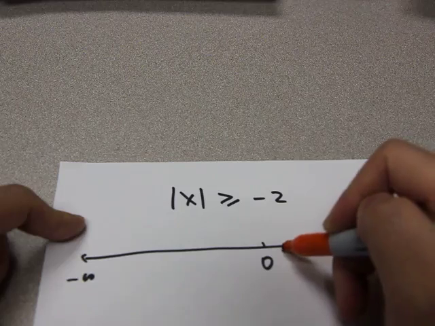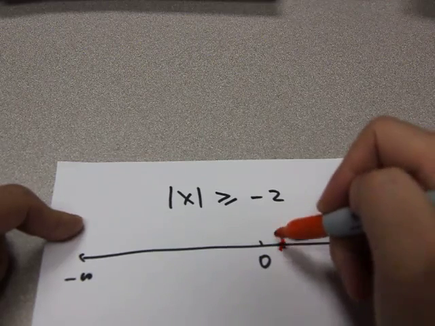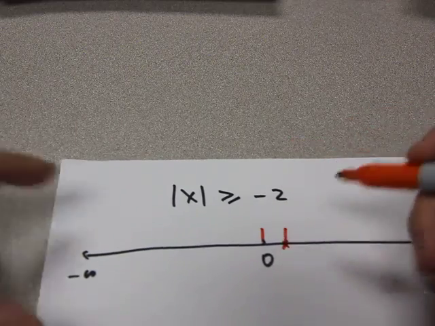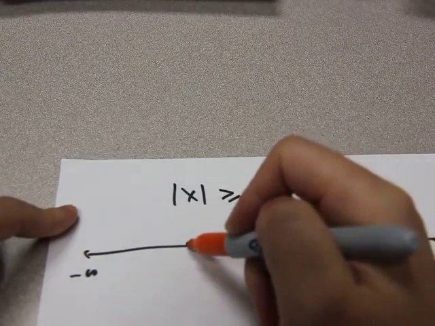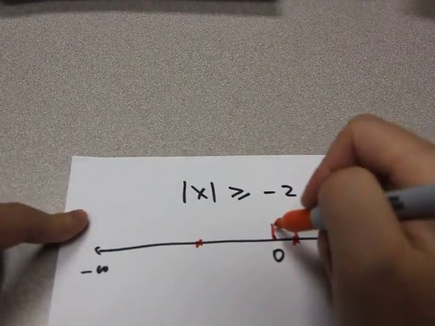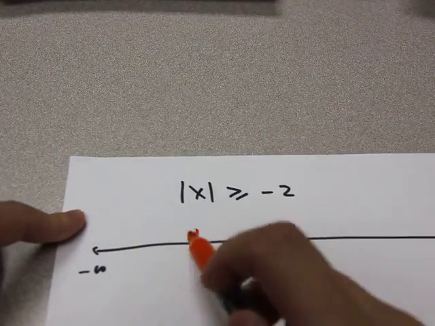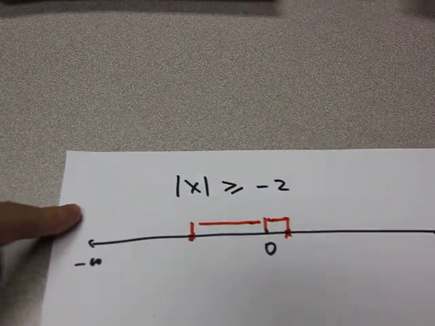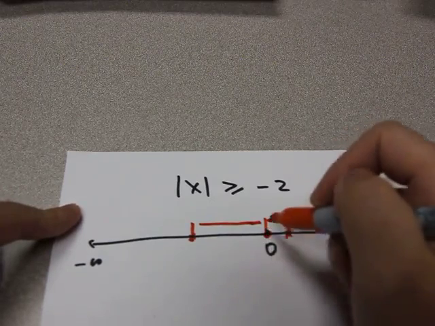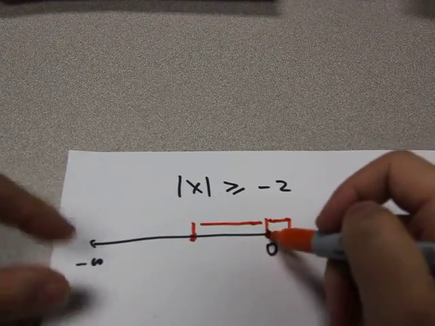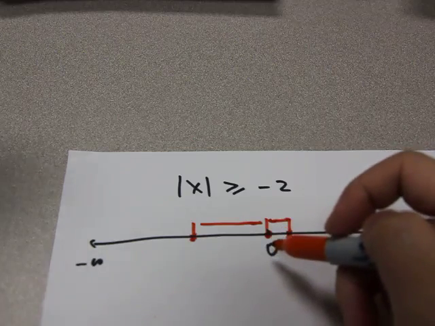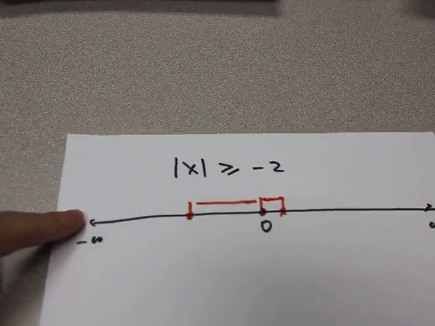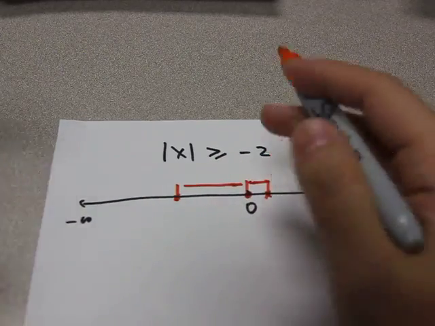Let's say, for example, if my x is here, and you consider the distance from this x and 0, this number is going to be some positive number, right? Or, for example, if my x is here, and you consider the distance from this number to 0, this is still positive, right? Or even if x is at 0, the distance from 0 to itself is 0, which is still greater than -2, right?